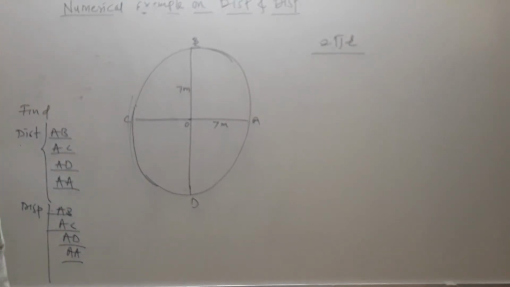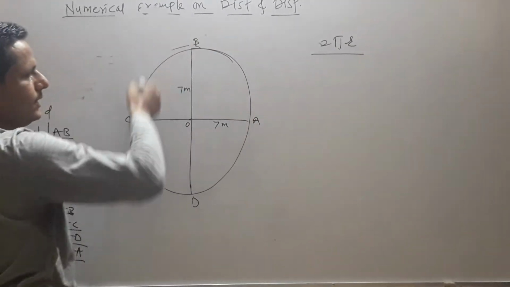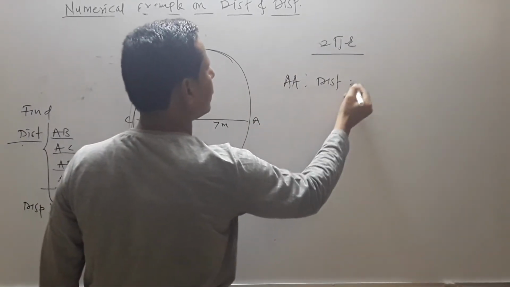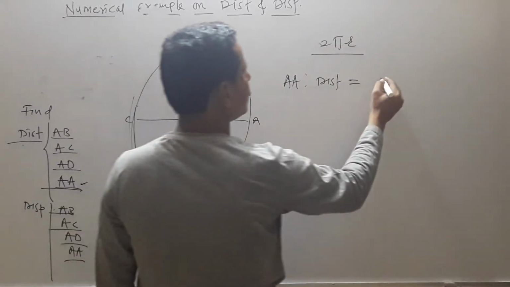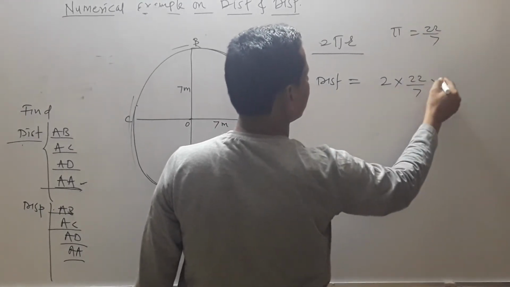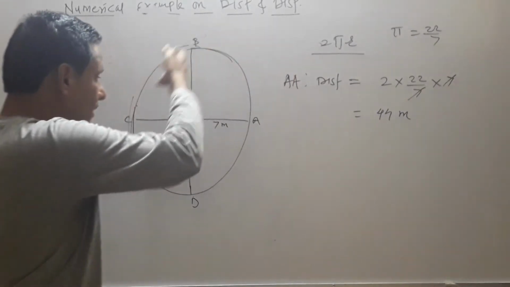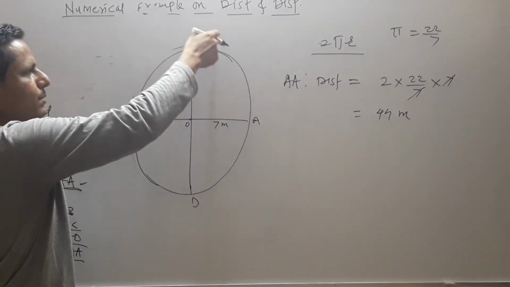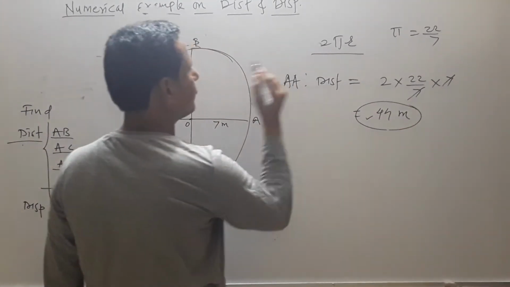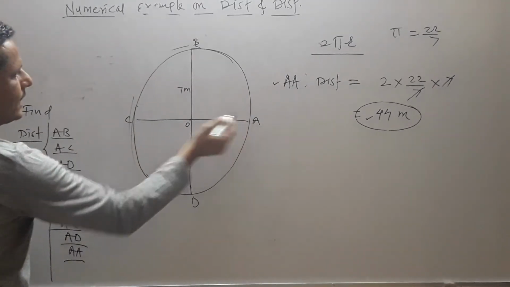So first, calculating the distance AA. If I complete one round, if the person moves one round to A, what will the distance be? The radius they have given is 7 meter. So 2 into pi, I can take as 22 by 7, into r value 7, 7 cancels, it comes to 44 meter. So if the person completes one round of the track, it covers 44 meter distance.